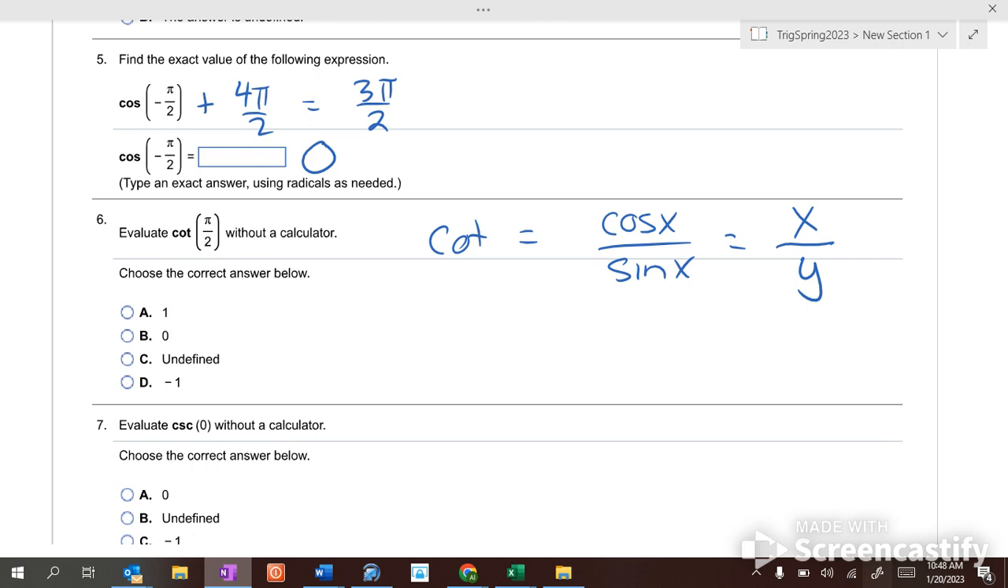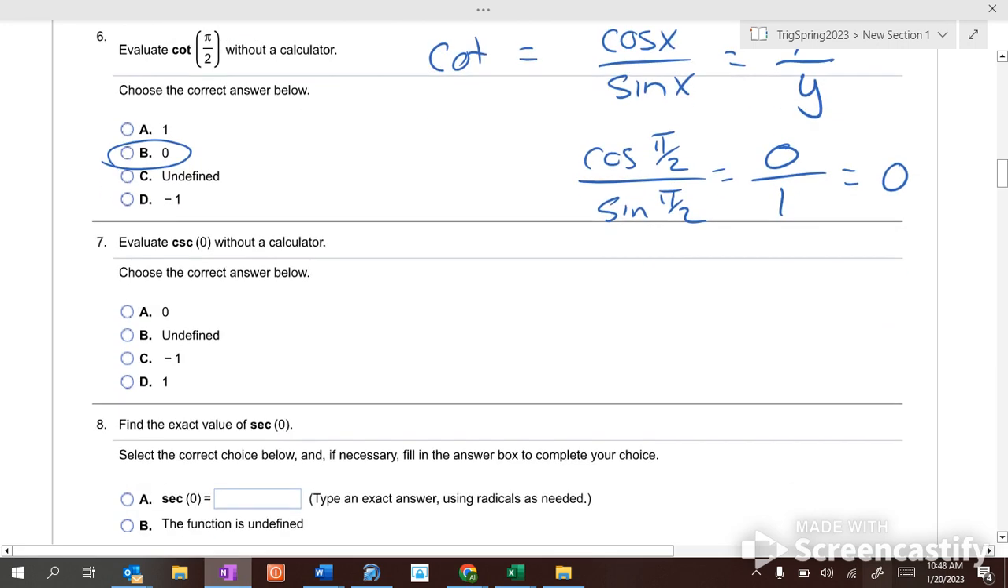What's the cosine of pi over 2? 0. What's the sine of pi over 2? 1. 0 divided by 1 is 0. Okay.